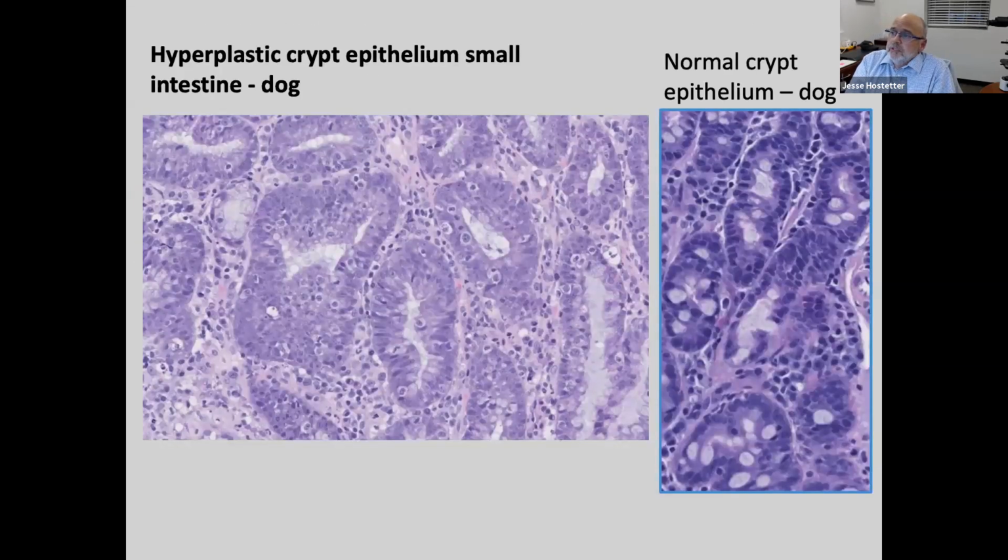This is the crypt with hyperplastic epithelium, and this is the normal crypt. You'll see columnar to cuboidal cells and goblet cells normally in the crypt. There's not much space there. They're polarized, meaning that the nuclei are down along the basolateral surface, along the basement membrane.